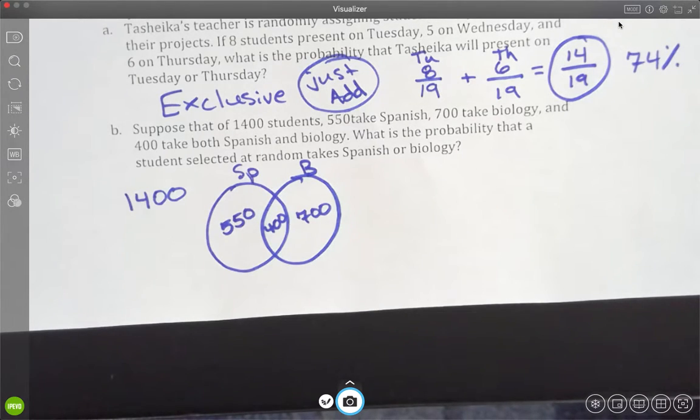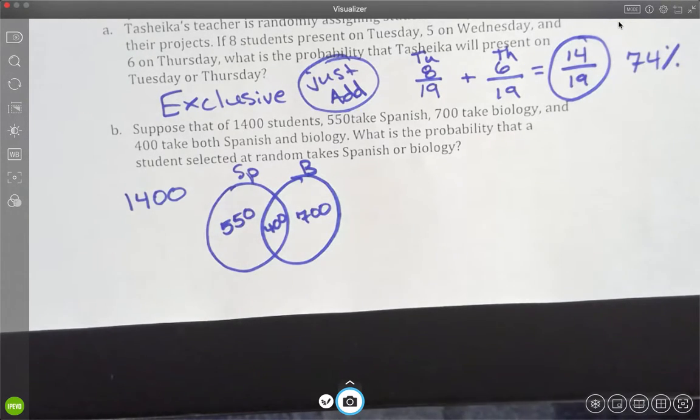Josephine's got to figure it out. How did you get 150? I don't know. Like 550 minus 400. Yes, if 400 of these people take both, that means there's only 150 that take Spanish only, okay? Knowing that, how many people take biology only? 300, right? 300 people, because 400 subtract out of that, okay? So now there's 1,400 students total, okay?